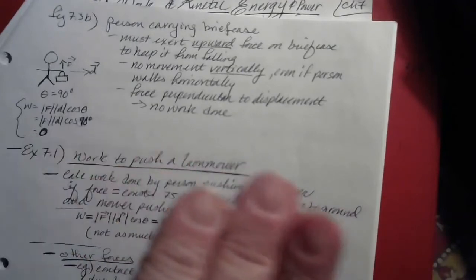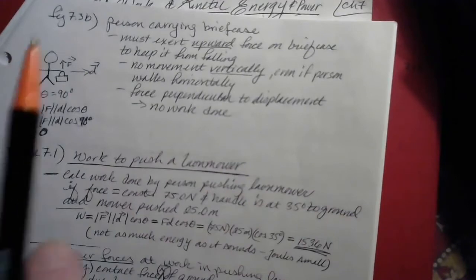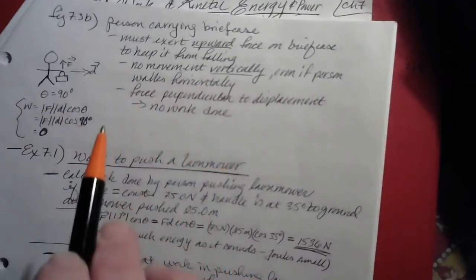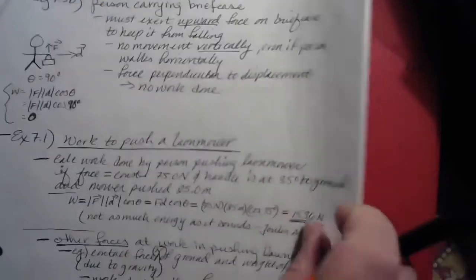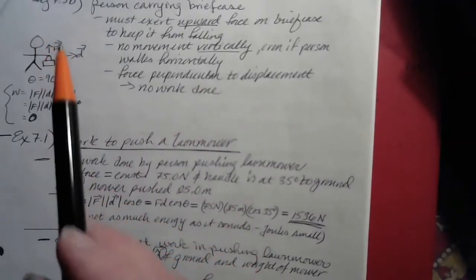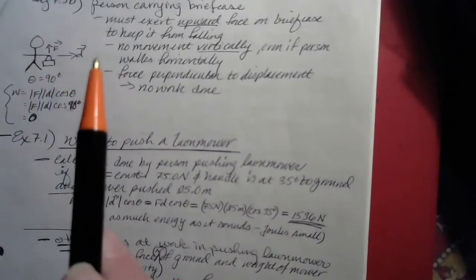But let's say an ideal case where a person just sort of glides along, maybe on roller skates or something. There's no up and down movement of the briefcase if the person is walking horizontally. And so the force that you're exerting upward on the briefcase is perpendicular to the direction of displacement of the briefcase. And so there should be no work done.